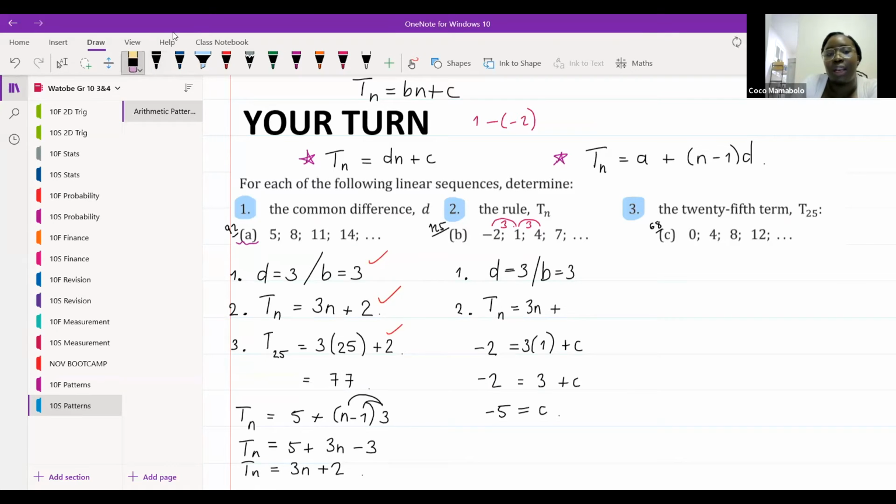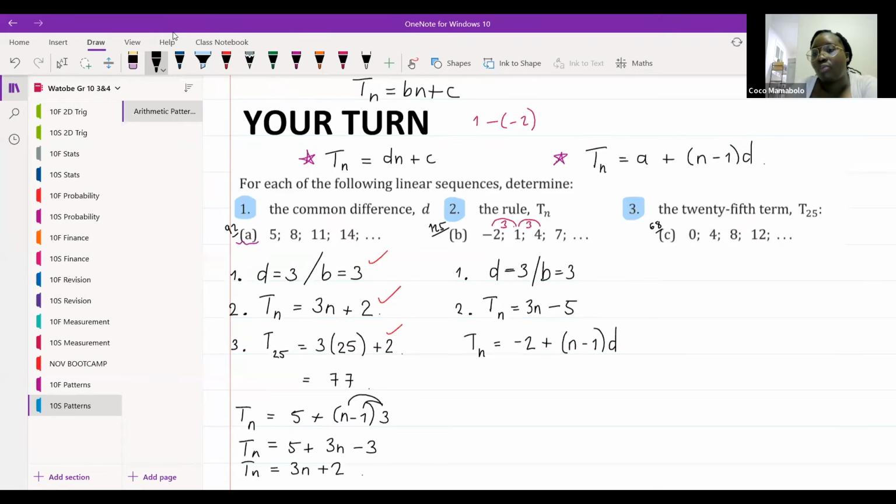So I can go back into my original formula and replace C with -5: 3n minus 5. If you used the other formula, the Tn with A in it, you go Tn is equal to my first term, -2, plus (n minus 1) D. Sorry, D is 3. I'm trying to read the question while doing this, and that's not a good thing. Then I distribute this in: Tn is equal to -2 plus 3n minus 3, and then we add like terms. Tn is equal to 3n, and -2 minus 3 gives us -5. So we end up with the same answer.